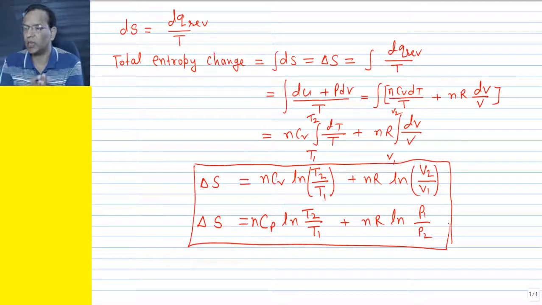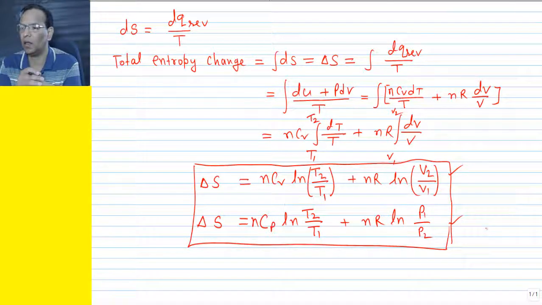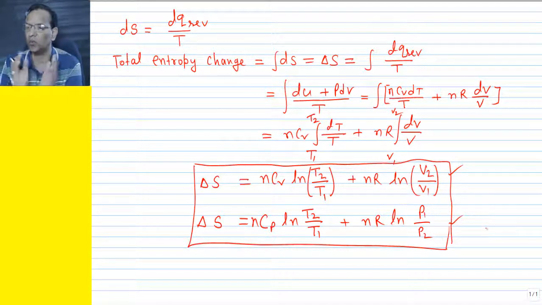We derived this expression assuming the process to be reversible. Once it is derived, this expression of entropy change is applicable to any process, whether it is reversible or irreversible, because entropy is a state function. So change in entropy delta S does not depend on path. So using these two expressions, we can determine entropy change for a system in any process. That is one thing.